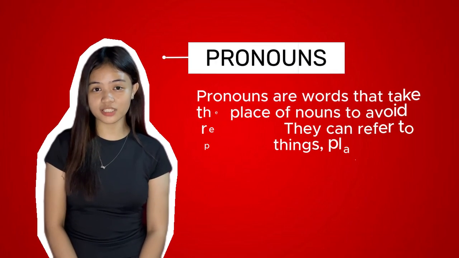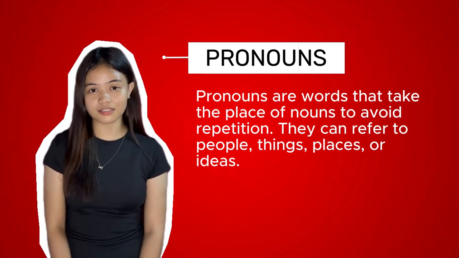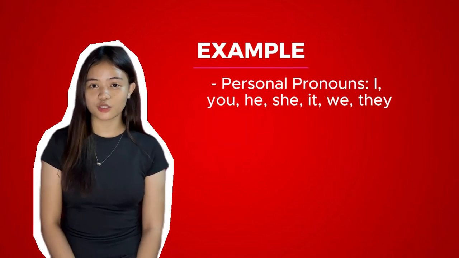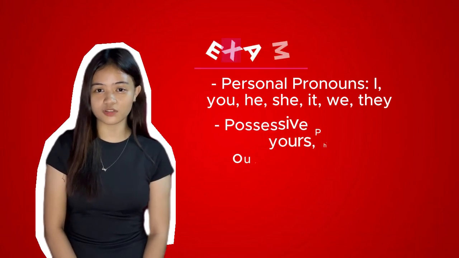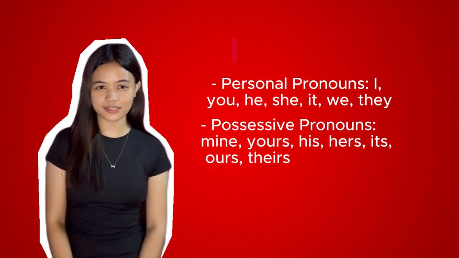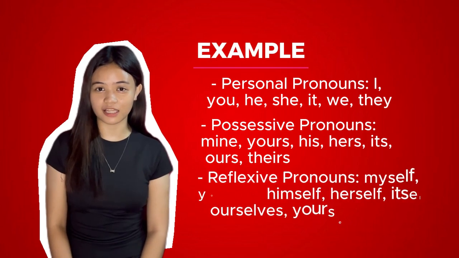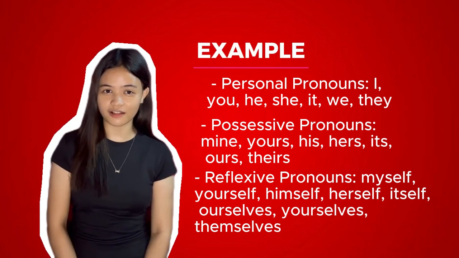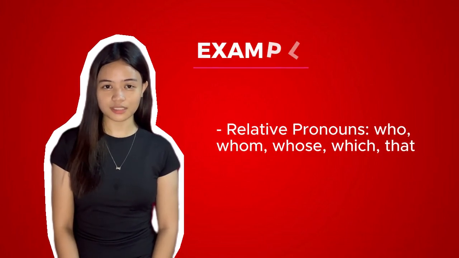So now we will discuss the pronouns. Pronouns are words that take the place of nouns to avoid repetition. They can refer to people, things, places, or ideas. For example, personal pronouns are I, you, he, she, it, we, and they. Possessive pronouns are mine, yours, his, hers, its, ours, and theirs. For reflexive pronouns, we have myself, yourself, himself, herself, itself, ourselves, yourselves, themselves. And for relative pronouns, you have who, whom, whose, which, and that.